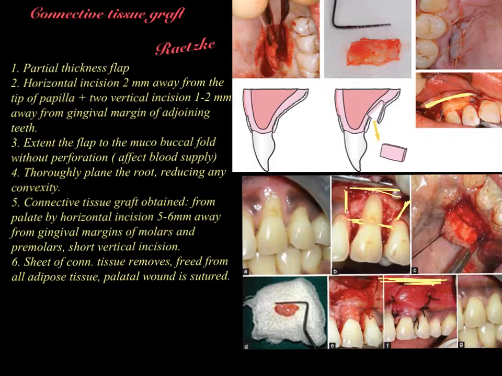After that, we smoothen the root surface, reducing any convexity. Here, this root surface should be smoothened, and we should get rid of any calculus, any rough surface, any convexity.